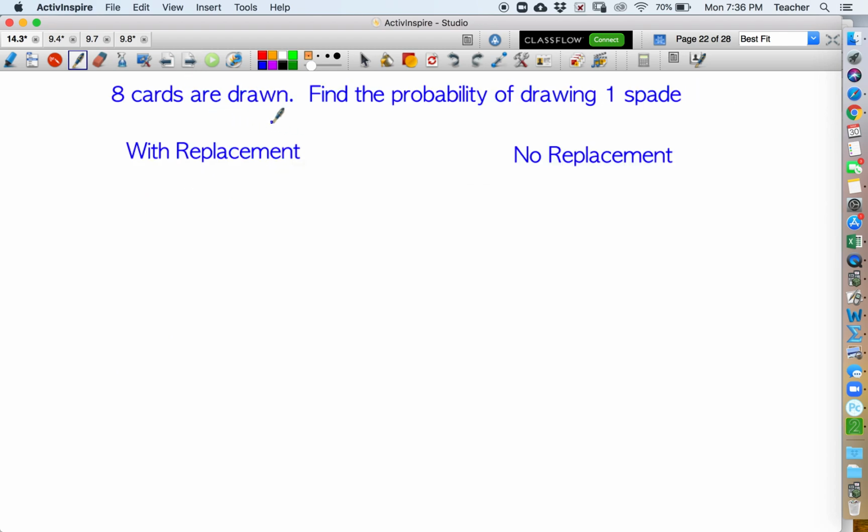8 cards are drawn. Find the probability of drawing 1 spade. Order doesn't matter. So with replacement will be binomial. 8C1. Probability of a spade. There are 13 spades out of 52, which will happen 1 time. 1 minus 13 out of 52 will happen 7 times.